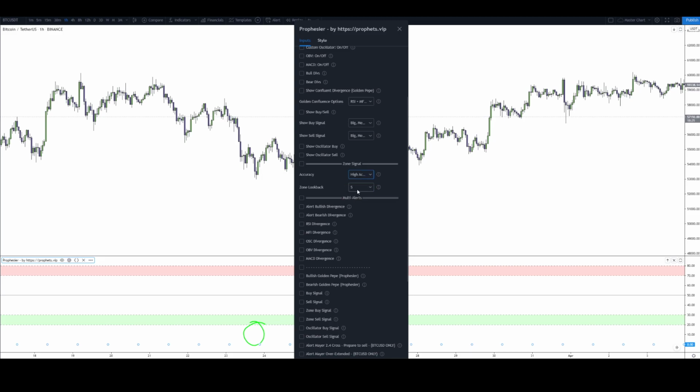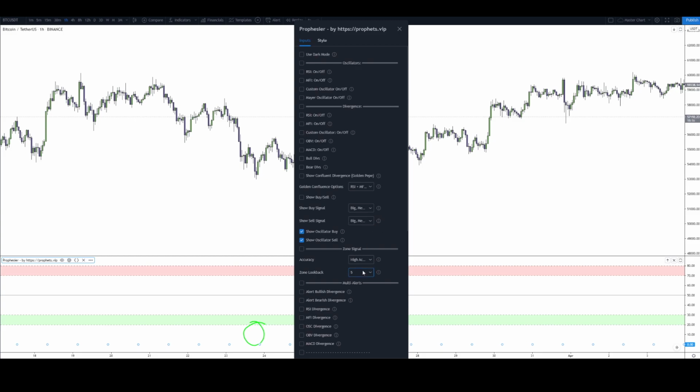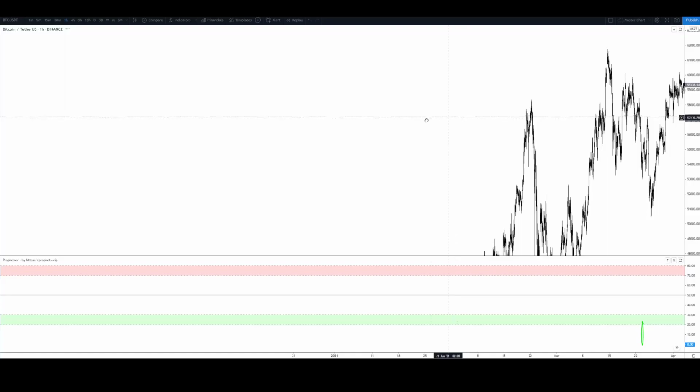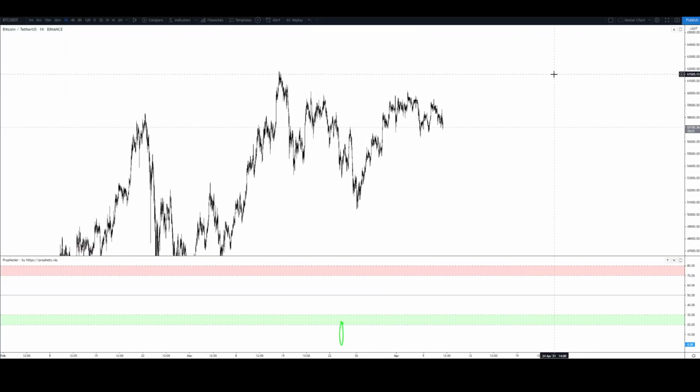So we want high on. Zone look back. Go 5. Right. Is this on, or is it on by default now? I am tripping out here. One moment.